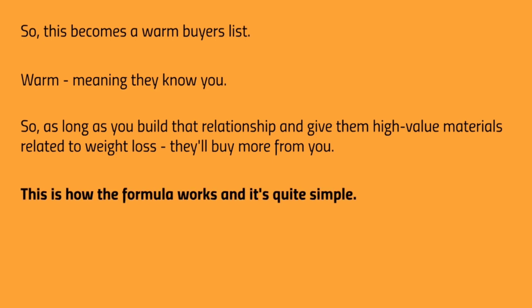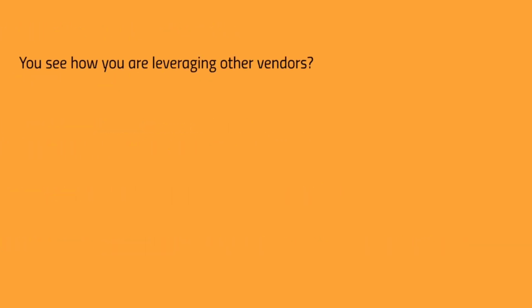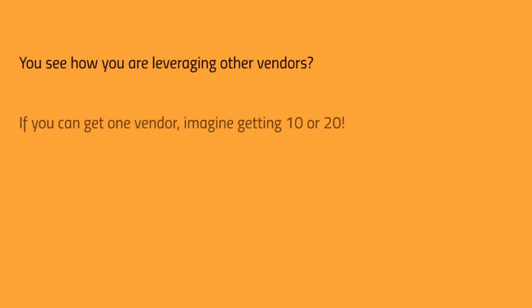And this is how the formula works. And it's very simple, as you can see. So really what it comes down to is most of your time will be focused on analyzing the vendor and buyer and then creating a high value product that you know they are already buying out on the internet, but you just produce something of more high value. So you see how you are leveraging other vendors.